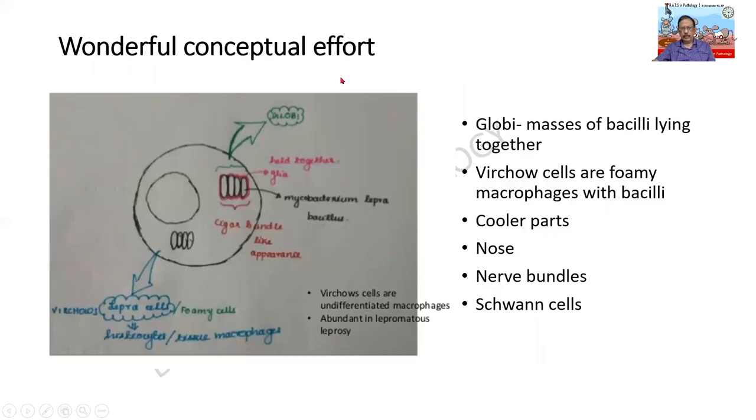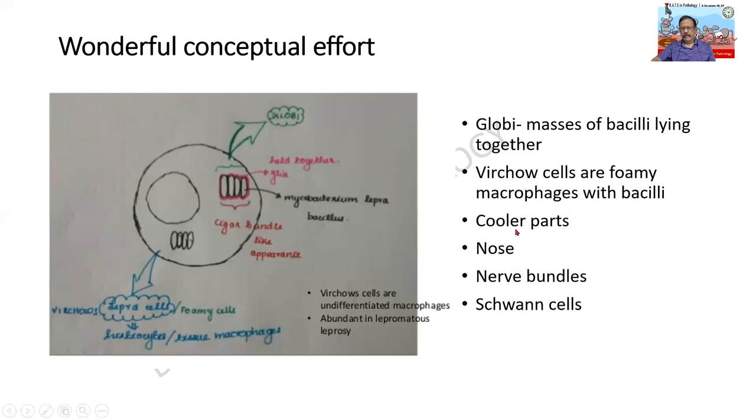This is a wonderful conceptual diagram which I had picked up from the net. There are two terms that we should remember. One is called the globi, which are masses of bacilli lying together. Look at this particular one, very diligently drawn. And the other one is the Virchow cell. Though it is V, we call it as F. Furco cell, which are foamy macrophages. And these are the foamy macrophages that contain them. They are otherwise called the lepra cells also.